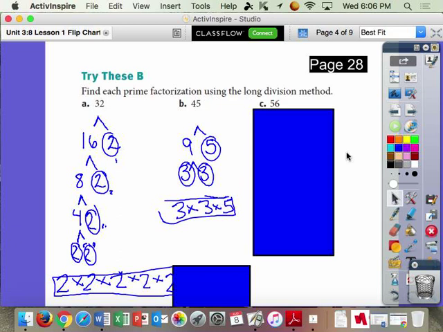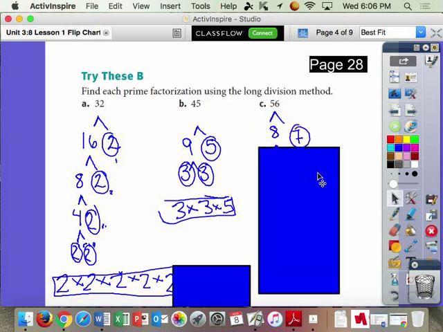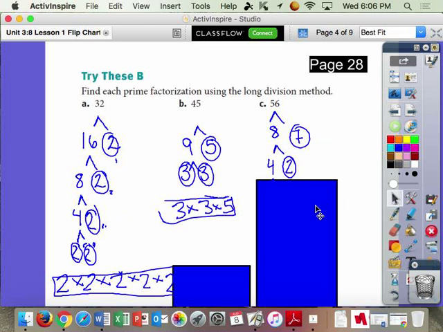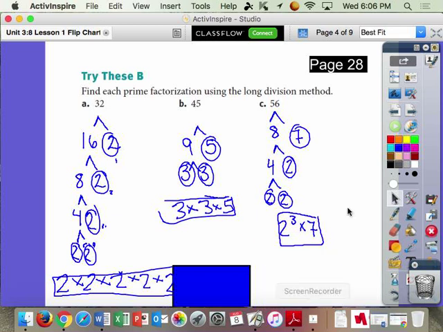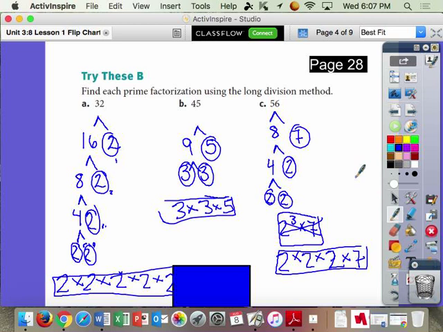What did you use? I used 8 and 7. 8 broke down into 4 and 2, and obviously we've broken down a lot of 4s, so 4 obviously breaks down into 2 and 2. So that is 2 times 2 times 2, and then times 7. So this is the answer that you should have, okay?